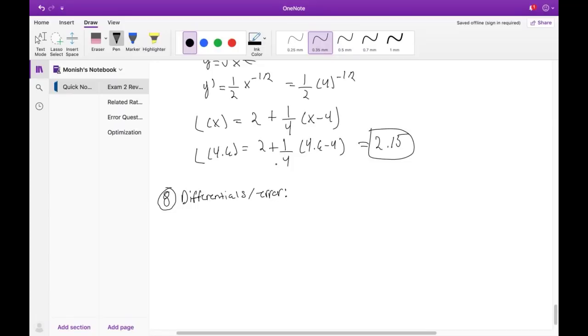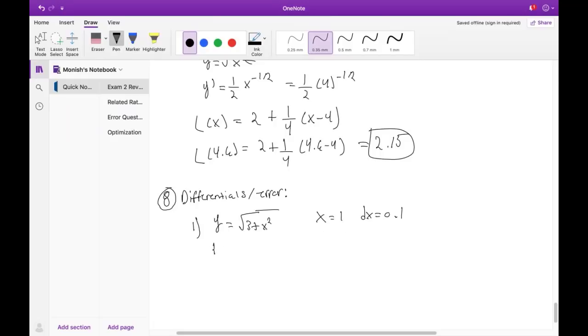Okay, so with differentials and error, it's nothing you haven't seen before. It's just going one extra step from what you have been doing. So if I have an example where y equals the square root of 3 plus x squared, and I say x is equal to 1 and dx equals 0.1.